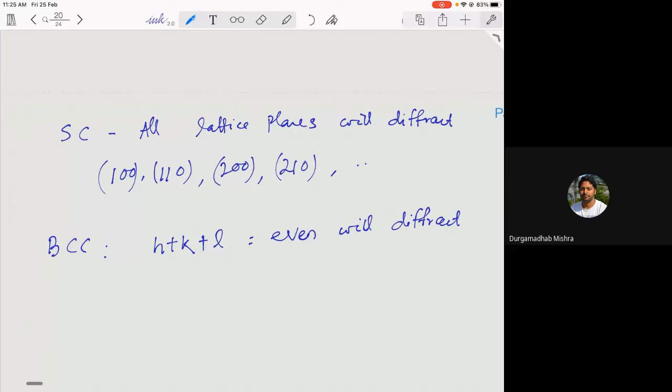So let's say H plus K plus L should be even. What are the possibilities? 100 I have to rule out, because if I add the HKL values for 100, the sum is odd. 110 is a possible plane which will diffract. 200, of course, then 211, and so on. So what is missing here? 100 is missing. Then 210 is missing. So some of the planes that exist in the crystal will not give rise to any diffraction pattern.